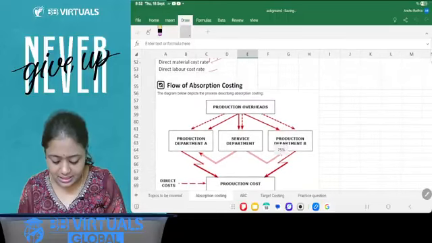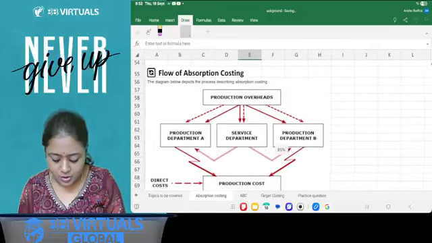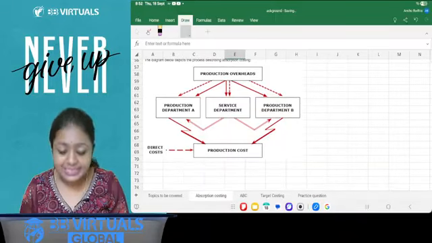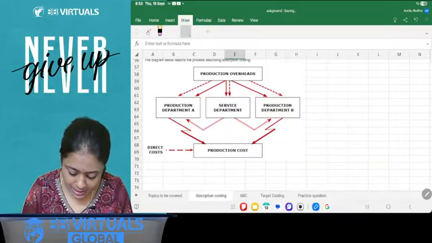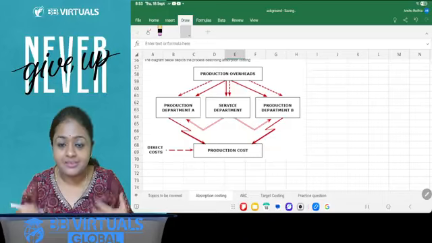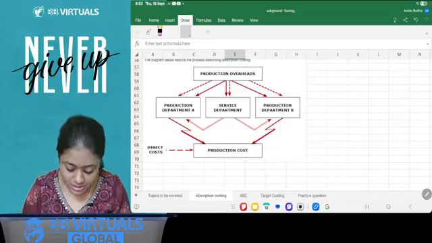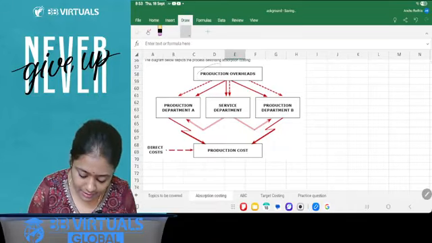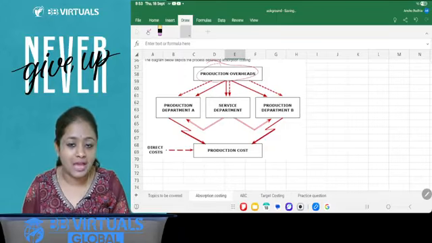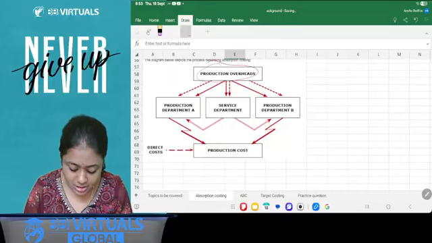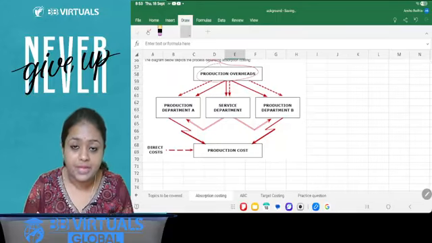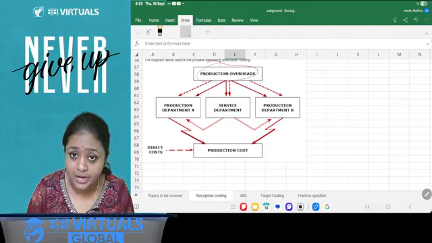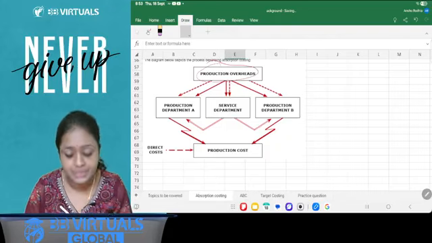So here I've just created a brief flow of absorption costing, so that these things are absolutely crystal clear in your head. That is, your production department overheads are finally being reapportioned from the different production departments. So basically, this is your initial level. You have the production overheads that are allocated, apportioned, reapportioned to production department A and B, and reapportioned from service department. You can see here, first the overheads got allocated here and then they got reapportioned here.